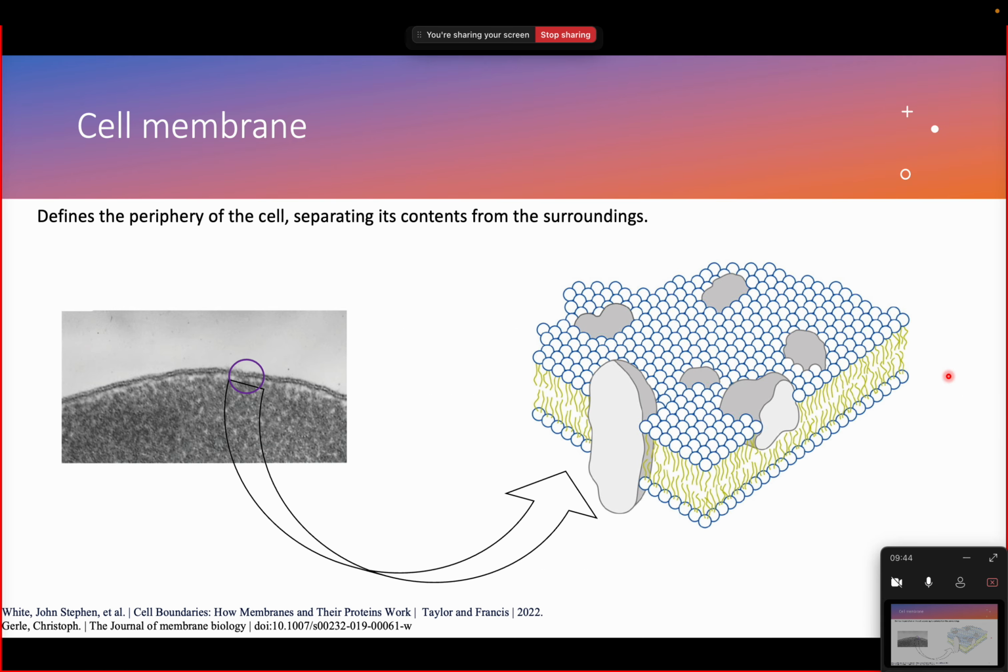So as you remember, we started our discussion with the cell membrane, right? So what is a cell membrane? The cell membrane basically defines the periphery of the cell, separating its content from the surrounding. Now we are pretty well versed with this terminology, right? And the cell membrane has majorly two components, protein and lipids.